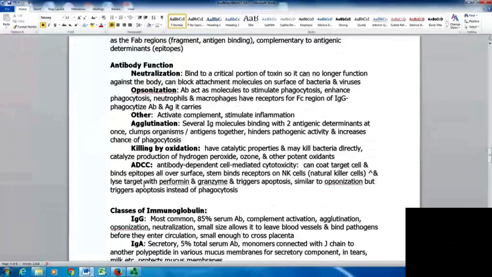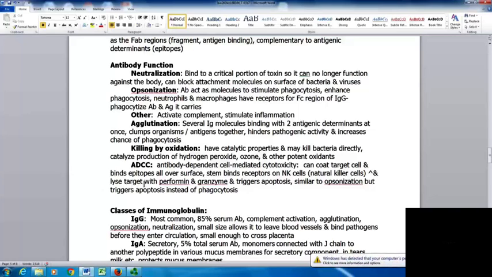So when we look at antibody function, one thing it can do is neutralization. It can bind to a critical portion of the toxin so that it can no longer function against the body. It can also block the attachment of molecules onto the surface of bacteria or viruses. It can also do opsonization. Here's when an antibody acts as a molecule to stimulate phagocytosis, so it can enhance phagocytosis. The neutrophils and the macrophages have receptors for the Fc region of IgG, and they'll phagocytize the antibody and the antigen it carries.